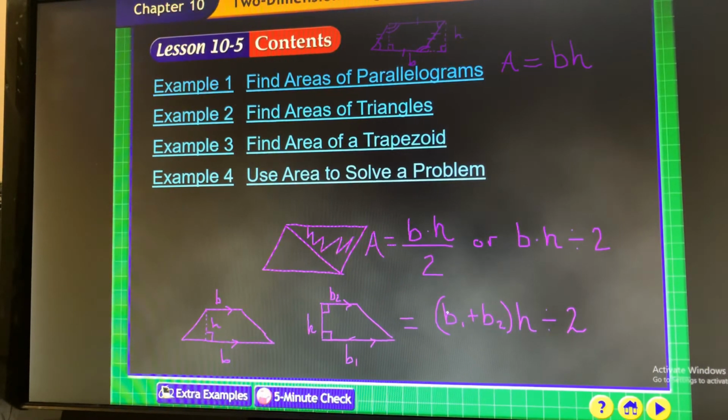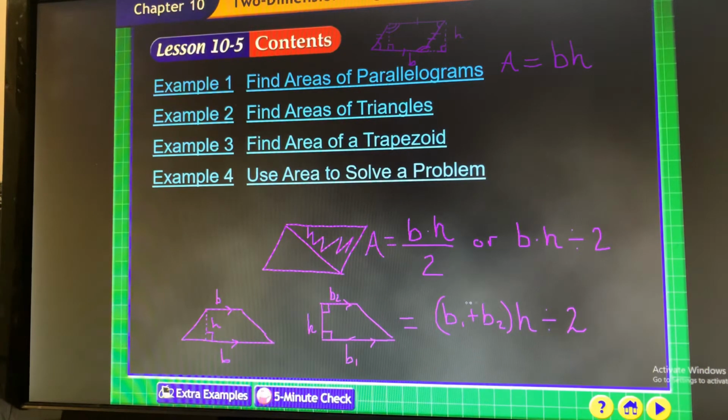And it doesn't matter which one is base 1 and which one is base 2 because the commutative property tells you it doesn't matter how you add these. What matters is that you do add them first before you multiply it by the height and divide it by 2. So be careful when you're using a calculator.